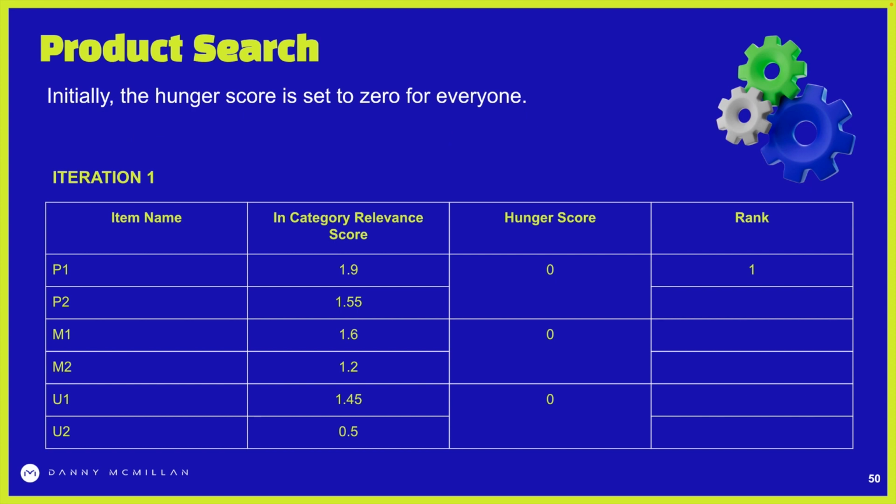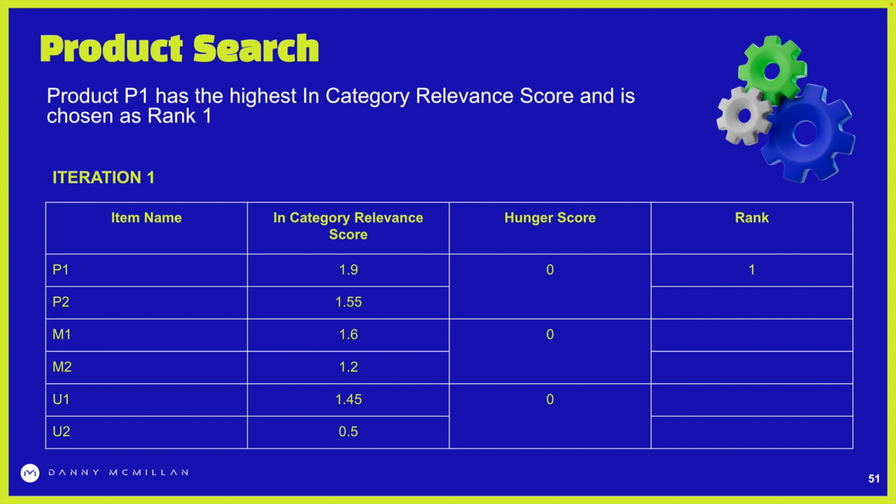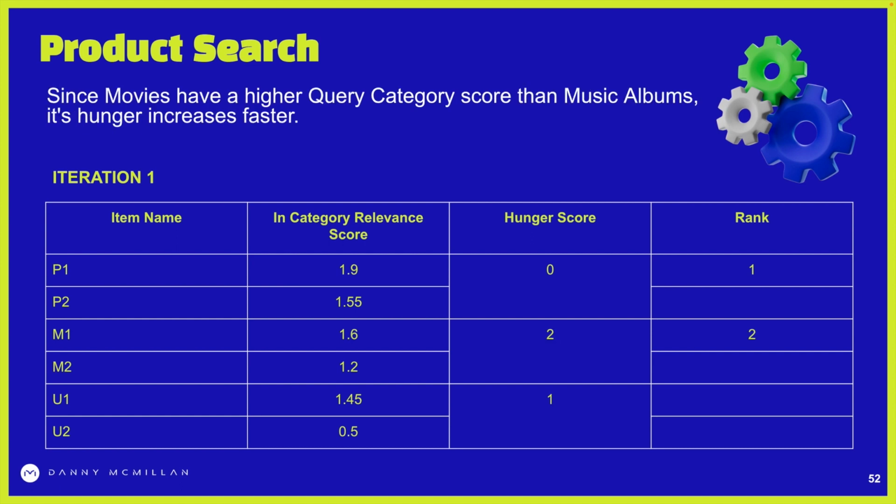What happens here is initially the hunger score is set to 0 for everyone. So product 1 is the highest in the category relevance score and is chosen as rank 1. Since movies have a higher query category score than the music albums, its hunger increases faster. So if you look down on the page, you can see M1 has a score of 2, and of course it has a ranking of 2, where U1 has 1 in terms of its hunger score.